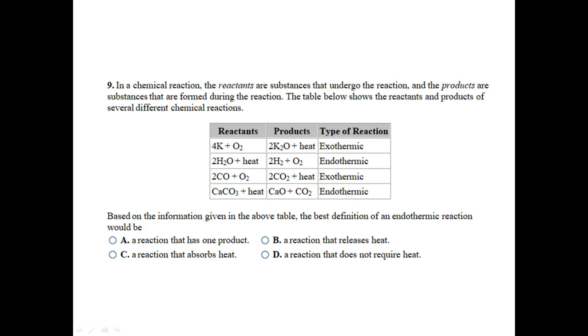Based on the information given in the table above, the best definition of an endothermic reaction would be A. A reaction that has one product. B. A reaction that releases heat. C. A reaction that absorbs heat. Or D. A reaction that does not require heat.